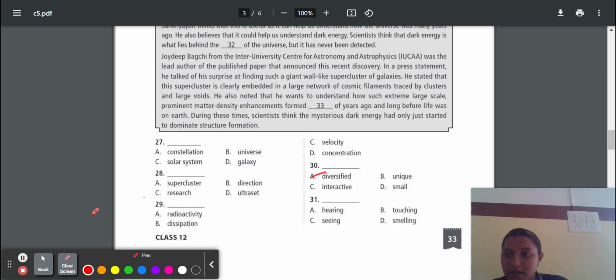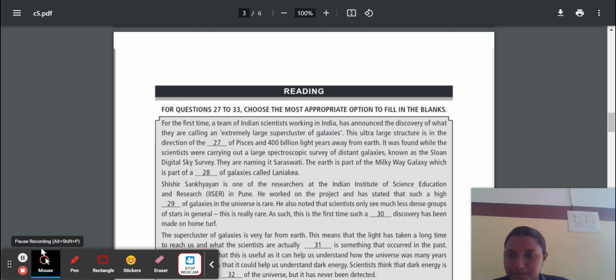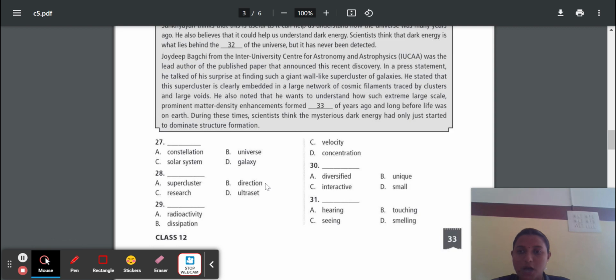Question number 31. The light has taken a long time to reach us, and what the scientists are actually dash is something that occurred in the past. The options are: option A, hearing. Option B, touching. Option C, seeing. Option D, smelling. Answer for the question 31 is option C, seeing.